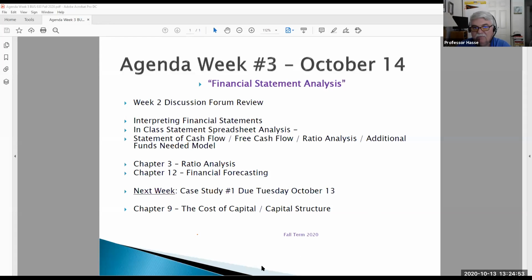This week's topic is financial statement analysis, where you'll be given a case study, which will be posted tomorrow before class, and due Tuesday, October 13th, when you will be doing a substantial financial statement analysis of a group of companies that you can select for the case study.